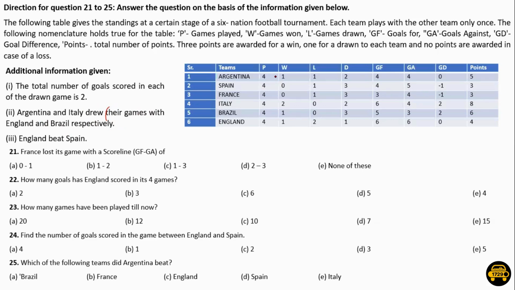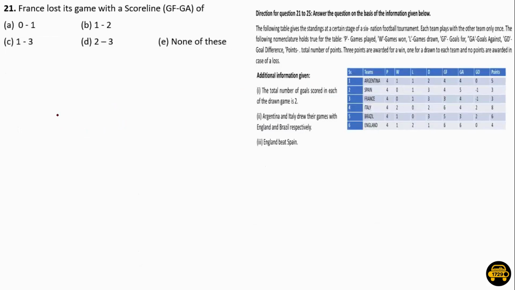Now, what this table can tell us is that Argentina played 4 games, won 1, lost 1, and 2 games were drawn. Since we know the scoreline of a drawn game and we know the total goals forward and goals against of each team, we can make a table where we can have the scorelines of the matches played by different teams. So let's do it on the other side. Okay, so let's make a table. We have teams that are Argentina, Spain, France, Italy, Brazil, and England. So we have these 6 teams.